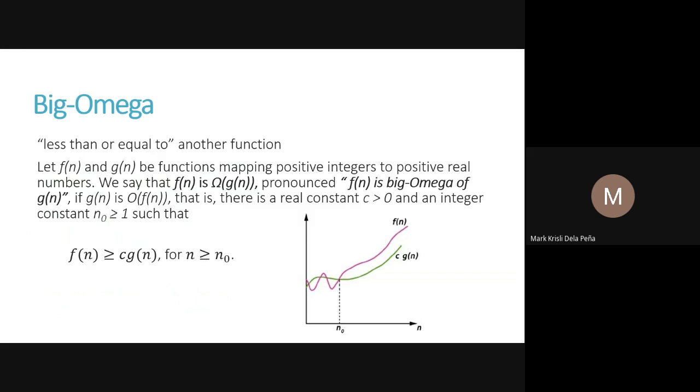Just as the big O notation provides an asymptotic way of saying that a function is less than or equal to another function, the following notation provides an asymptotic way of saying that a function grows at a rate that is greater than or equal to that of another function. Take note of this symbol, omega. In short, if this is our function, the big omega is here. That's the best case.